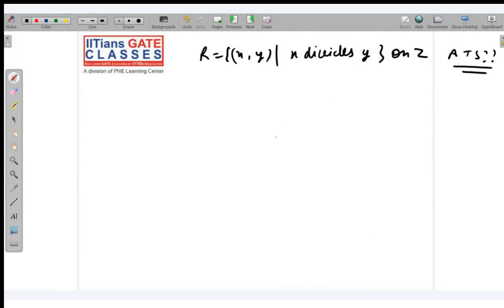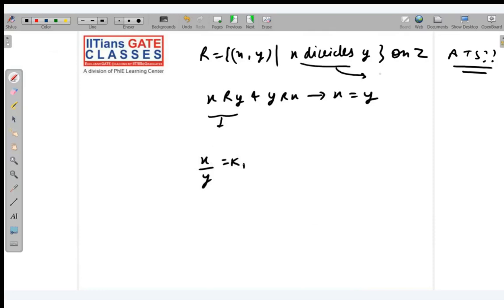Okay, so for antisymmetric, what was the definition? The definition was: if x is related to y and y is related to x, this implies x should be equal to y. Let me check whether it is working or not. So x related to y means what? y by x should be an integer.